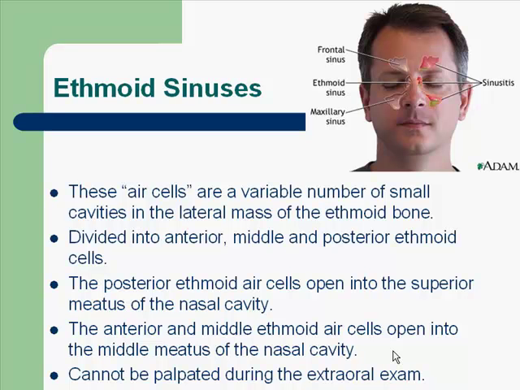The ethmoid sinuses are very small and variable in number. They're divided into anterior, middle, and posterior ethmoid cells. The posterior cells open into the superior meatus, while the anterior and middle open into the middle meatus of the nasal cavity. Again, like the sphenoid sinuses, these cannot be palpated during an extraoral exam.